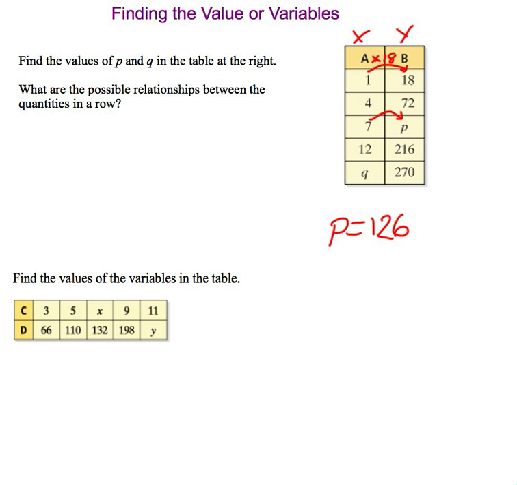Now, we look here, 12 times 18 is 216. One of the interesting things is we know that multiplication and division are inverse operations. So if we multiply X to get Y, we can do the opposite: we take Y divided by 18. If we're going the opposite direction, we're going to use the opposite operation, and we get 270 divided by 18, and voila, Q equals 15.